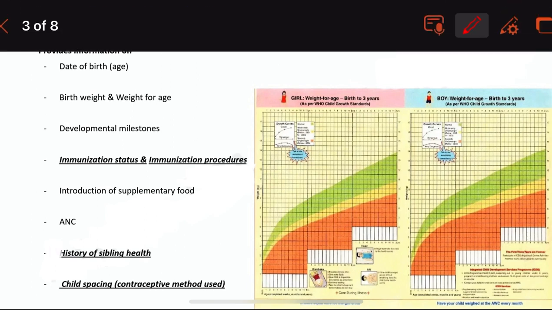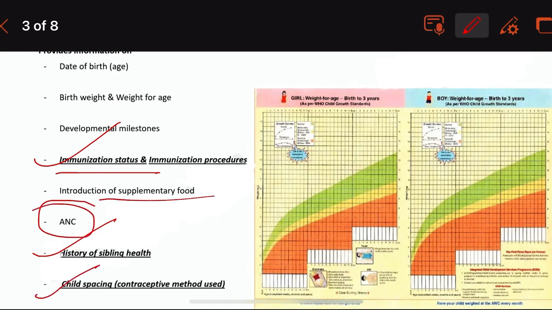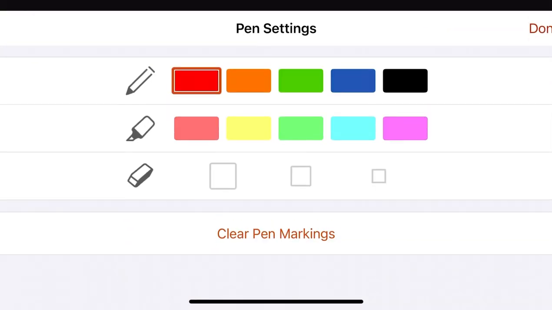These are the 3 MCQs which were found. The growth chart contains immunization status, history of siblings' health, child spacing. So A and C also, don't forget, guys. Okay, the other things which we have studied earlier.